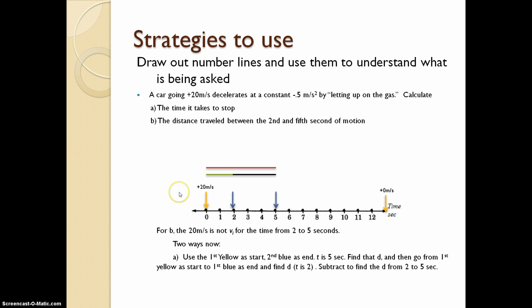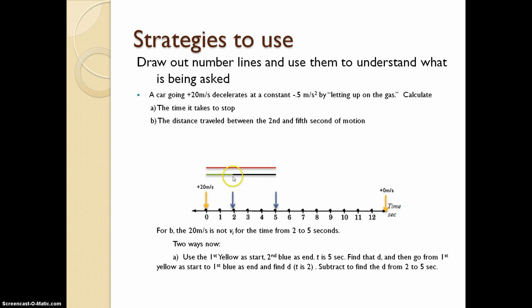Way number 1, I'm going to use the 20 meters per second. I have to because it's something I know. And I'm going to go from the yellow to 5 seconds. That distance represented by the red line up here. I could find that distance or displacement because I know the initial velocity, I know the acceleration, and the time is 5 seconds. Once I have that, I'm then going to find the distance from 2 to 5, which is the blue part, by actually finding the green part, the distance from 0 to 2, and subtracting the green from the red, giving me the remaining displacement.